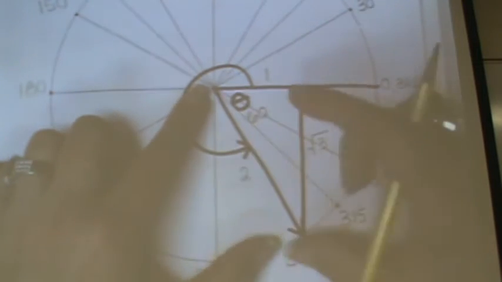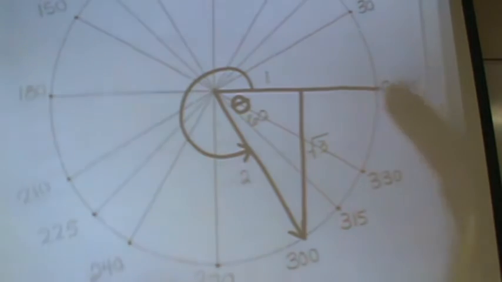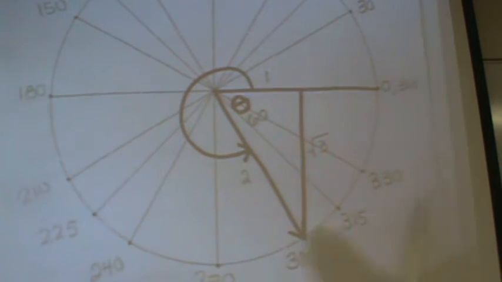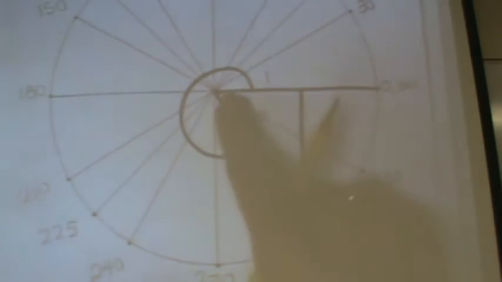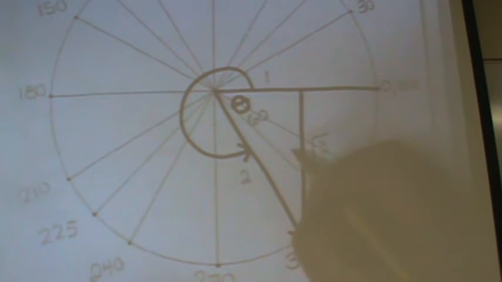All of these angles are in quadrant 4. And in quadrant 4, x is positive, but what's y in quadrant 4? All of the points in quadrant 4, the y values are negative.